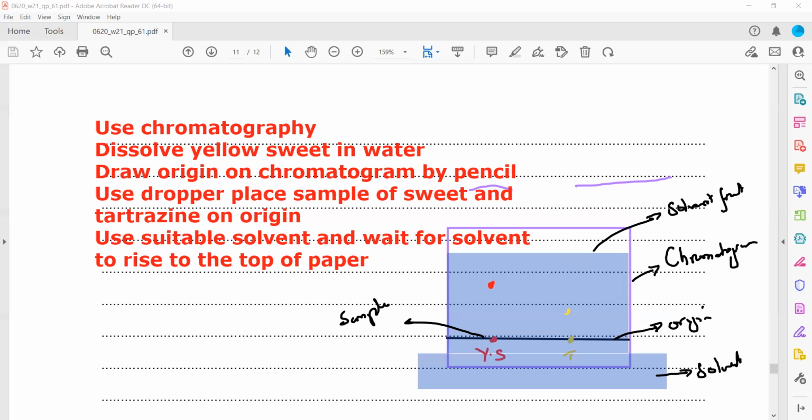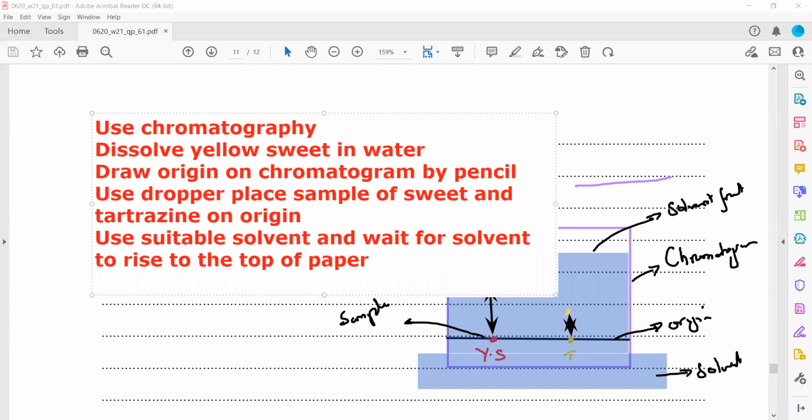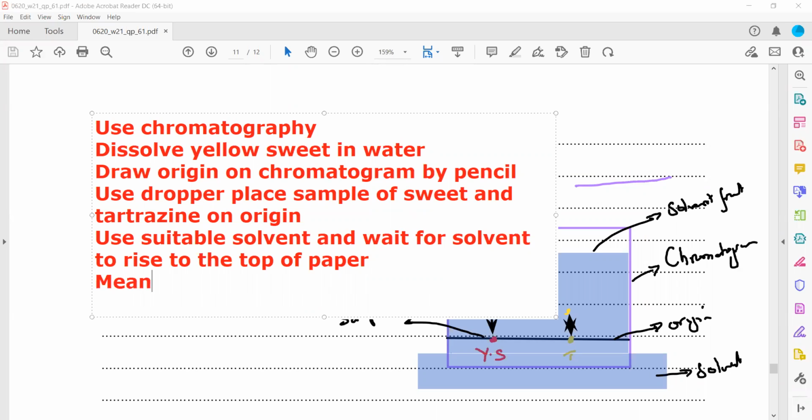Or we can measure the vertical height, the distance moved by the yellow sweet and the distance moved by the tartrazine. If it is moving to the same level, same height, it means they are the same. But if it does not rise to the same level, it means they are different, like in the yellow sweet, the yellow food coloring tartrazine is not present. So any one you can mention, either height or RF value. So we can find the RF value, or we can measure the height rise or distance moved.